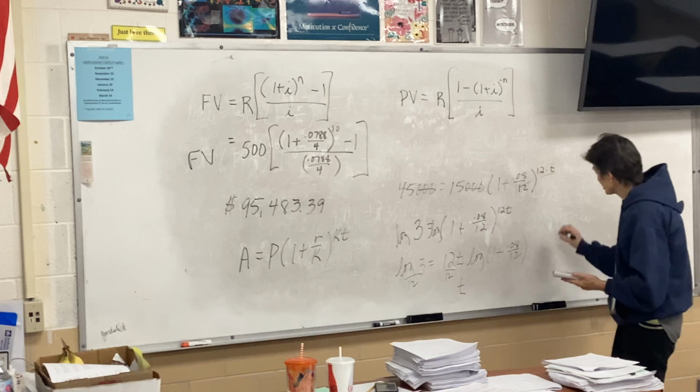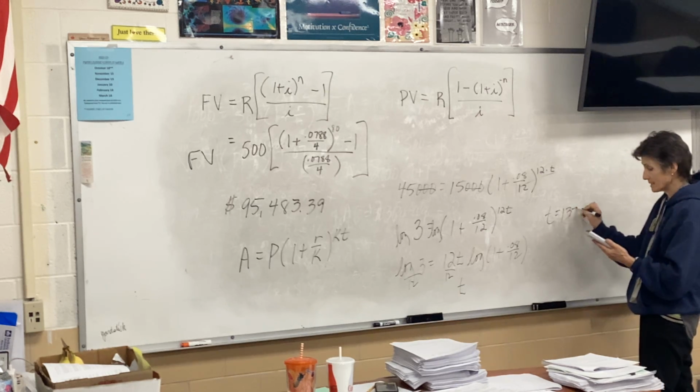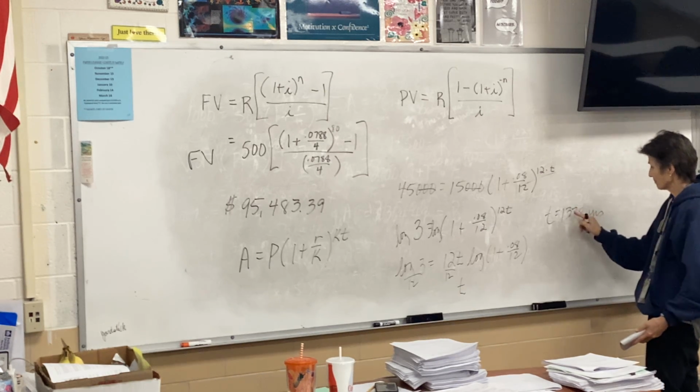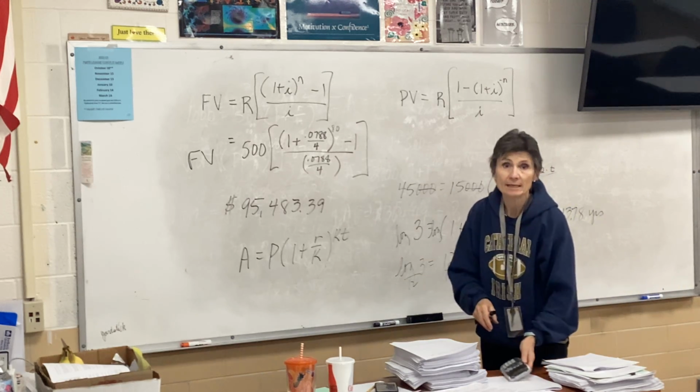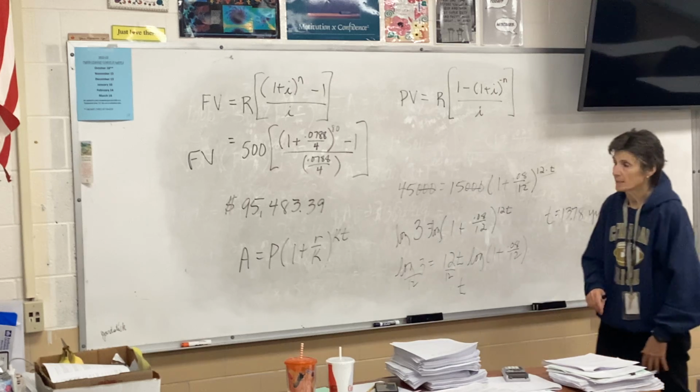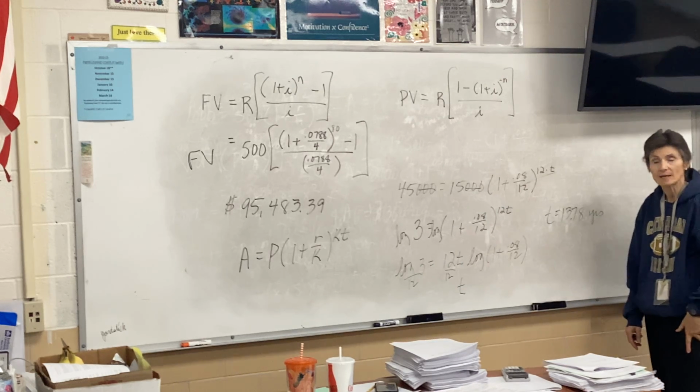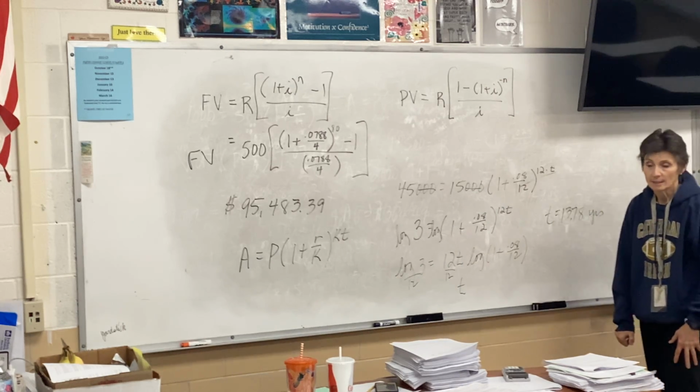And it looks like it's going to take 13.78 years. 13.78 years to basically triple her money, because she's going from $15,000 to $45,000. It'll take about that long to triple her money.